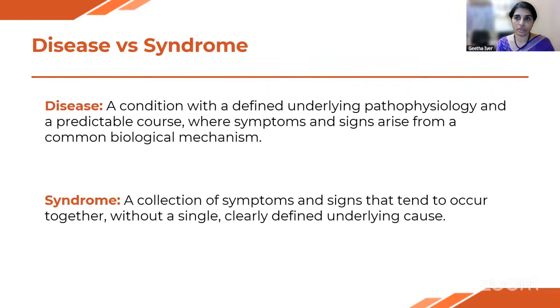Disease was what dry eye was already categorized as in DUCE-2, but it is probably essential to take a look at the difference between disease and syndrome. Dry eye initially used to be termed dry eye syndrome, but is now called dry eye disease. Disease is a condition with a defined underlying pathophysiology and a predictable course, where symptoms and signs arise from a common biological mechanism, vis-a-vis syndrome, which is a collection of symptoms and signs that tend to occur together without a single clearly defined underlying cause.